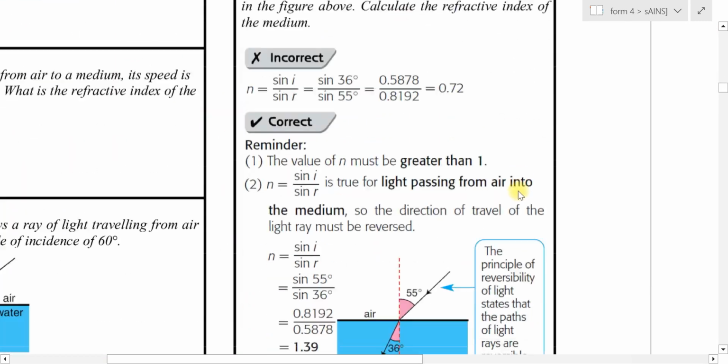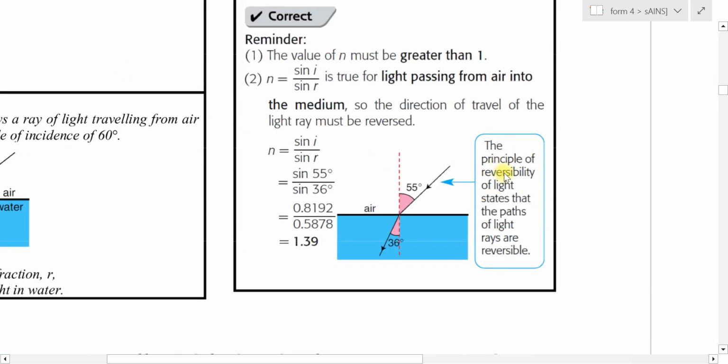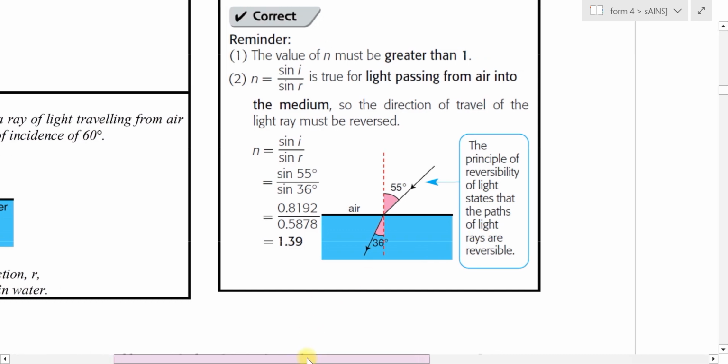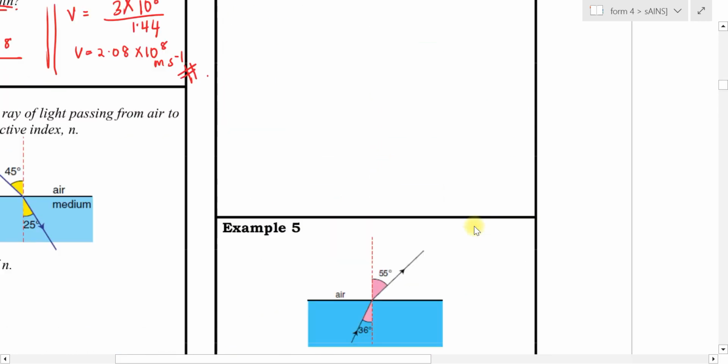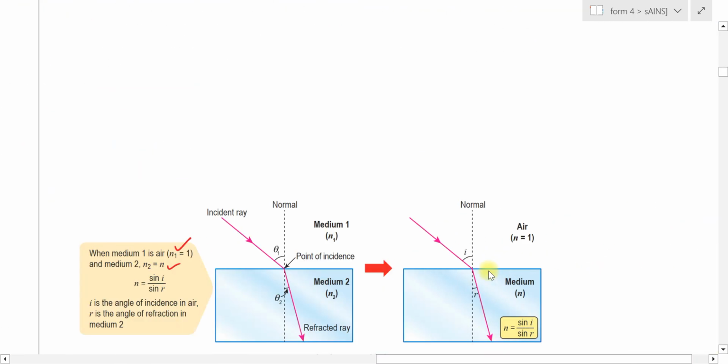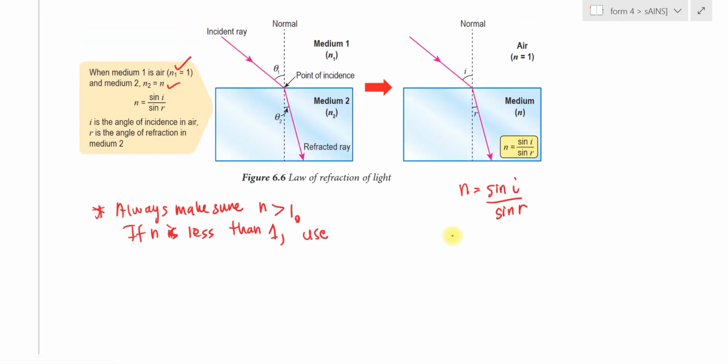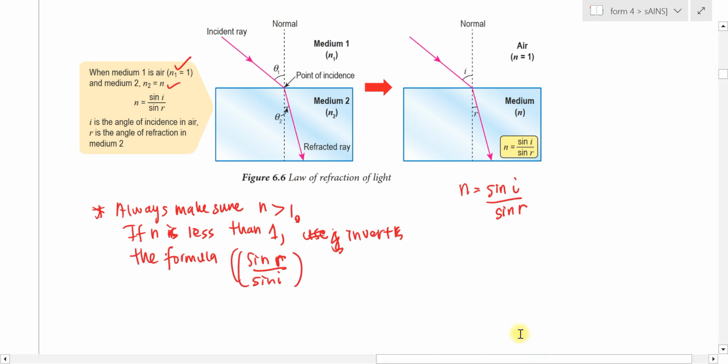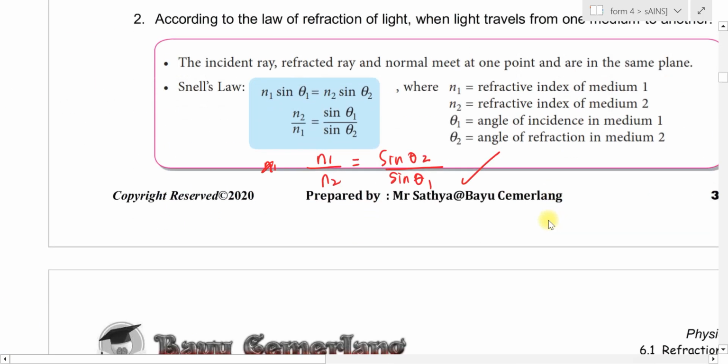In higher level we learn the principle of reversibility of light. We reverse it, and we will see examples later. If N is less than 1, just invert the formula: sin R over sin I. Sometimes this can happen. So the formula for N is N equals sin I over sin R.